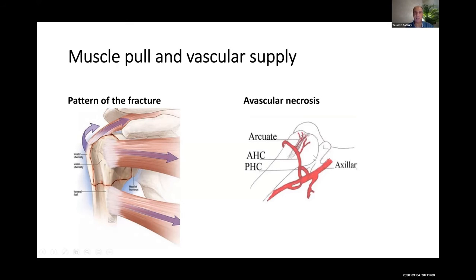The blood supply of the head is important. You should know it's coming from the axillary artery through the anterior and posterior circumflex humeral arteries. The anterior circumflex gives the ascending branch and the arcuate vessels which supply the head. You should take care here that these vessels enter the head and pass through the quadrangular space very close to the medial hinge or the medial cortex.